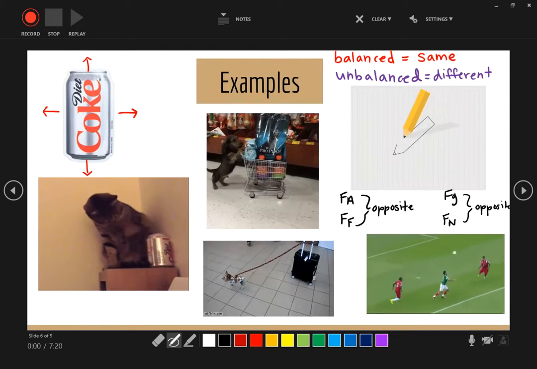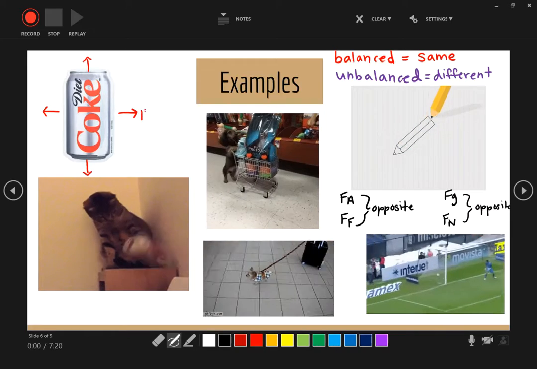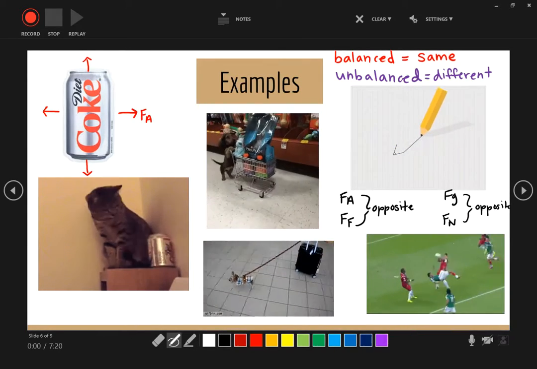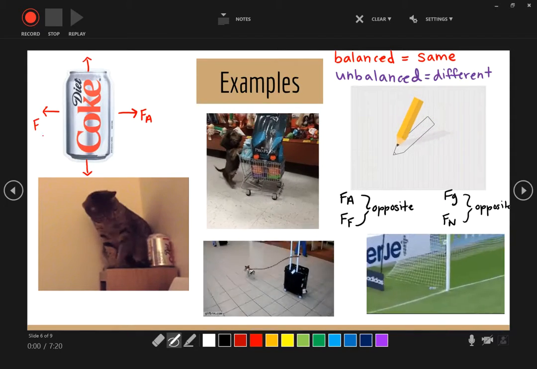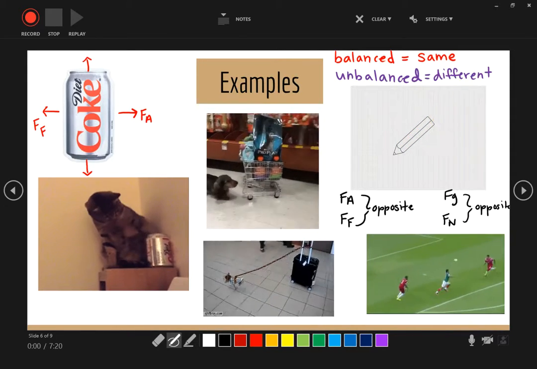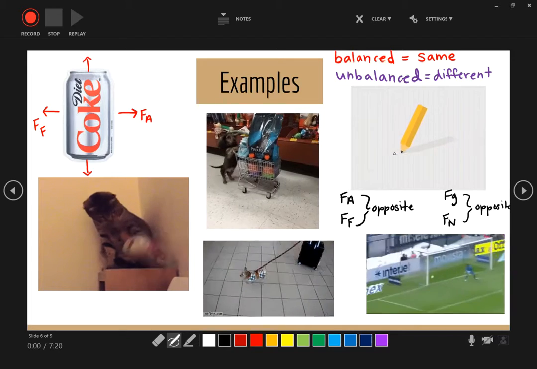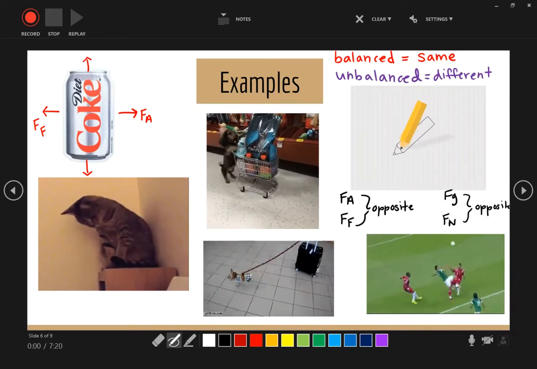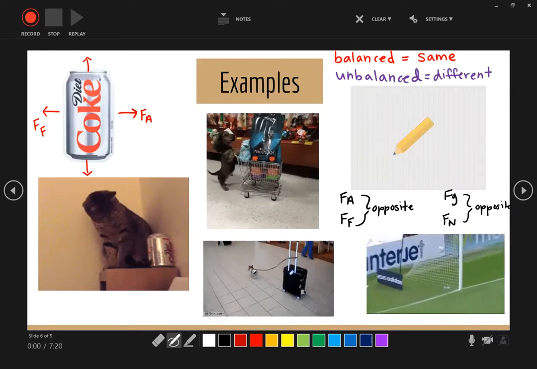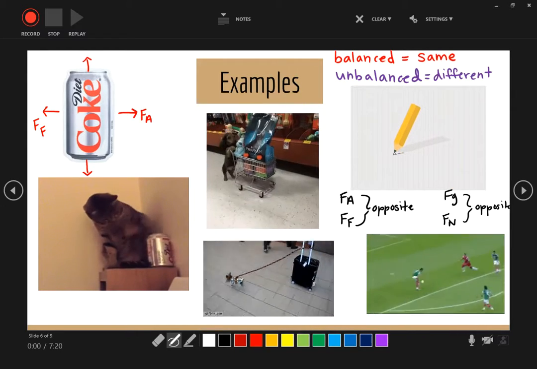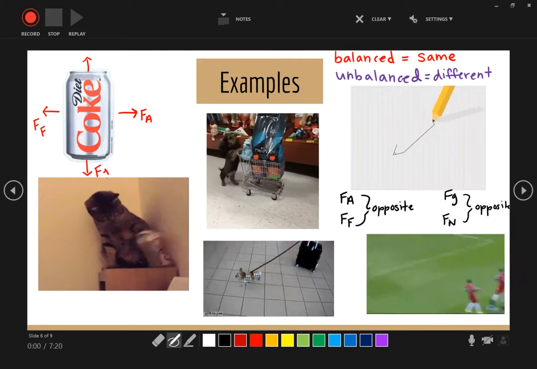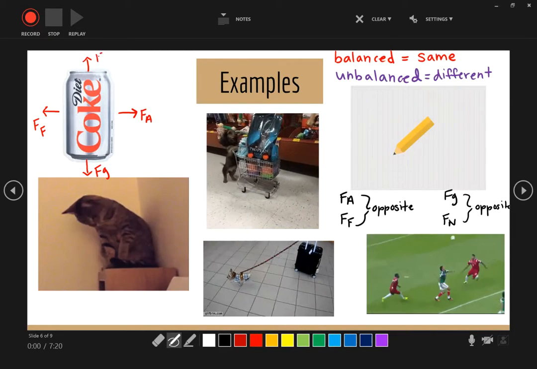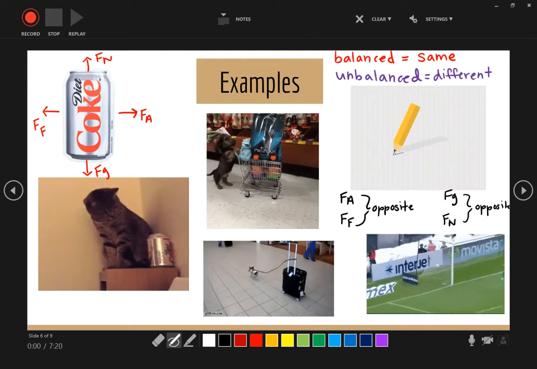Let's pretend the Coke can is being pushed to the right. So we're going to call that our force applied. What force is opposite applied? Force friction, right? We can still have an applied force even though it's not moving. I can be pushing it to the right, but my friction could be so strong that I can't move it. All right, what force is always pulling downwards? Force gravity. And what force is always opposite? Force normal.